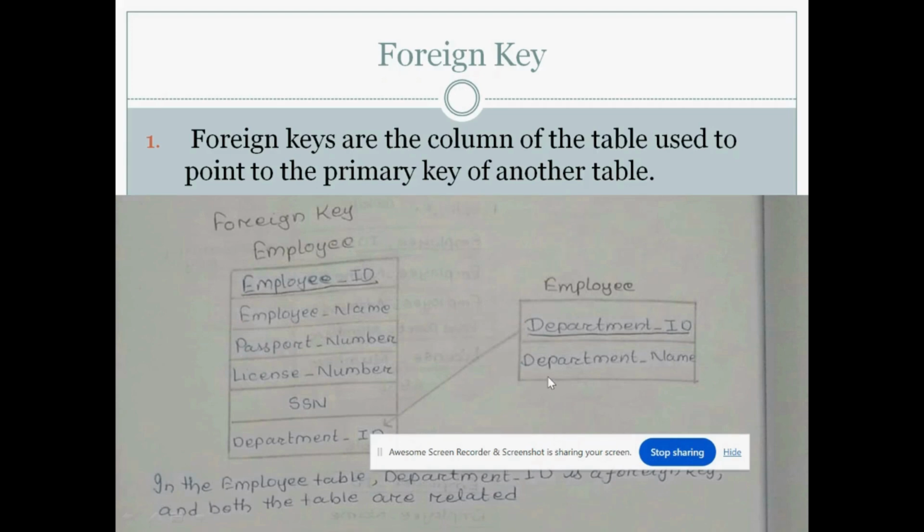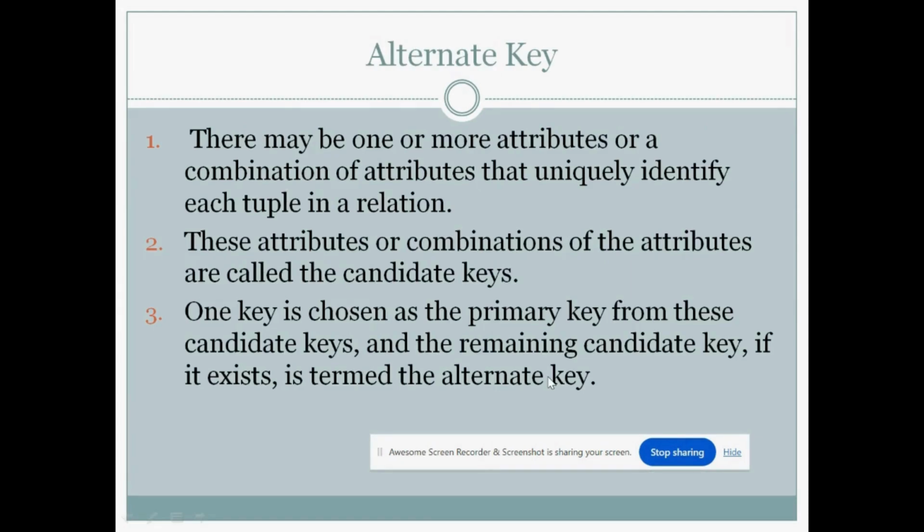Now coming to the next key, alternate key. There may be one or more attributes or a combination of attributes that uniquely identify each tuple in a relation. These attributes or combinations of attributes are called candidate keys. One key is chosen as the primary key from these candidate keys, and the remaining candidate keys, if they exist, are termed as alternate keys.